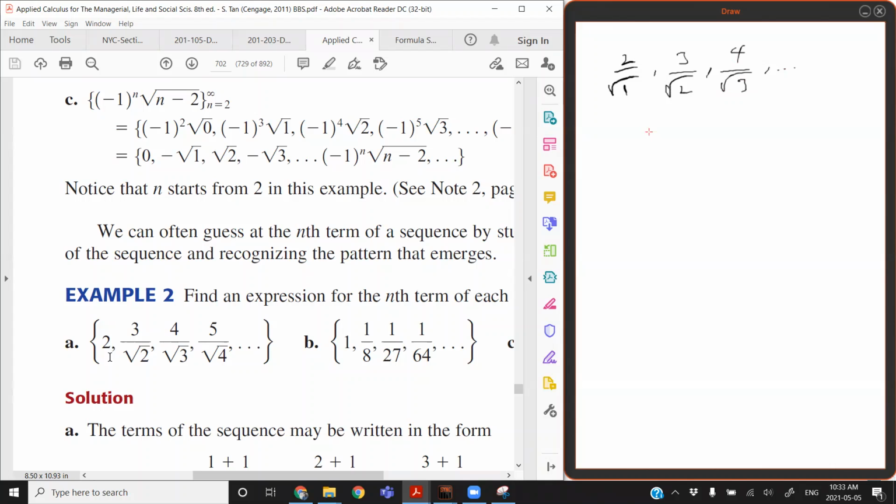So I can say that the general term is n plus 1 over root n, and n begins at 1, goes to infinity. Now, if I plug in 1, I get 2, then 3, then 4, then 5. In the denominator, if I plug in 1, I get root 1, then root 2, then root 3, so it works.